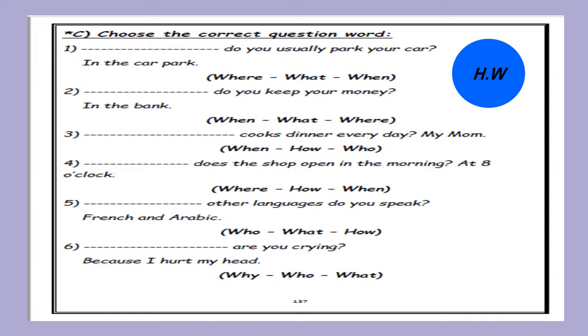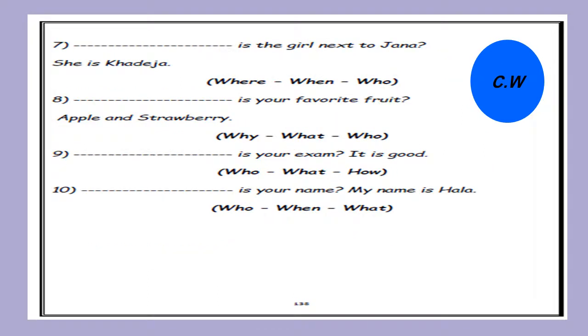Read the sentence or the questions and read the answer carefully, then choose the right answer. Turn the page 138. This page classwork, as you can see. Let's practice it, please. Number 7. Space is the girl next to Jannah. She is Khadija. I'm going to choose the right answer. Where, when, or who? I'm asking about person. Khadija is a person. I will use who is the girl.